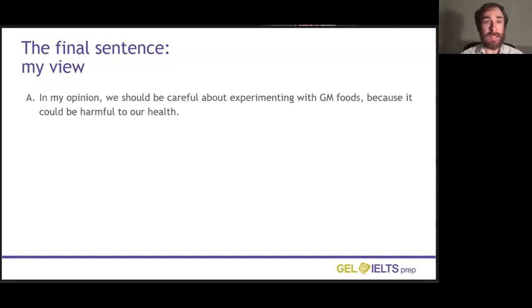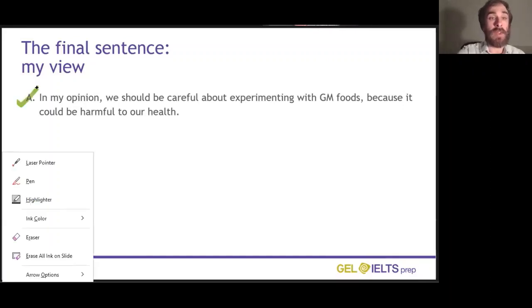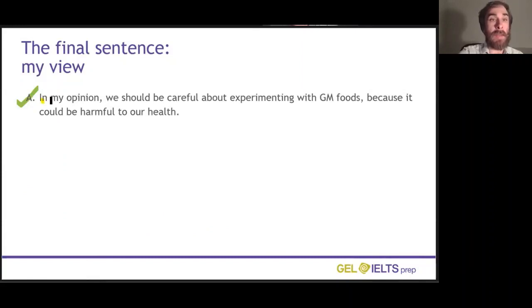First of all, sentence A. In my opinion, we should be careful about experimenting with GM foods because it could be harmful to our health. Is this good or bad? This is a good sentence to put at the end. First of all, it starts with an opinion phrase, in my opinion, making it clear that this is your view. In my opinion is very common, but it's absolutely appropriate for a conclusion.